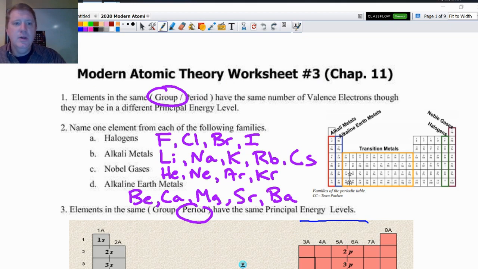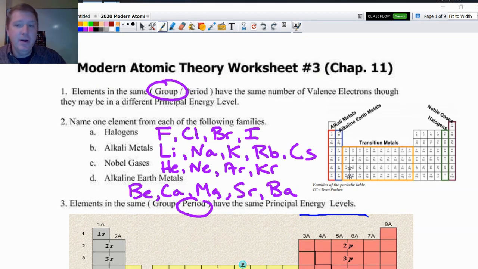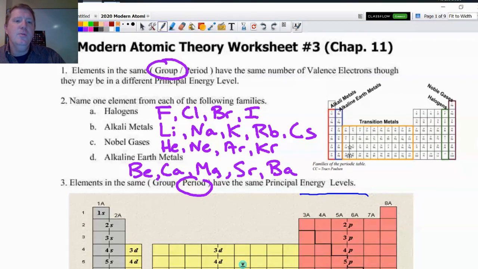Of course, feel free to pause at any moment as you need to go back and watch something again. Number one says elements in the same group, obviously it's grouped because it's circled, have the same number of valence electrons, though they may be in different energy levels. I'm going to hit this idea of how I can figure out the valence electrons in a second.